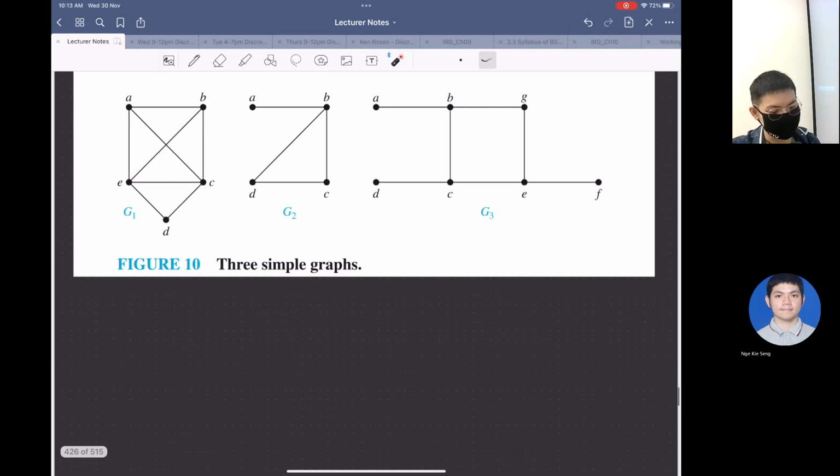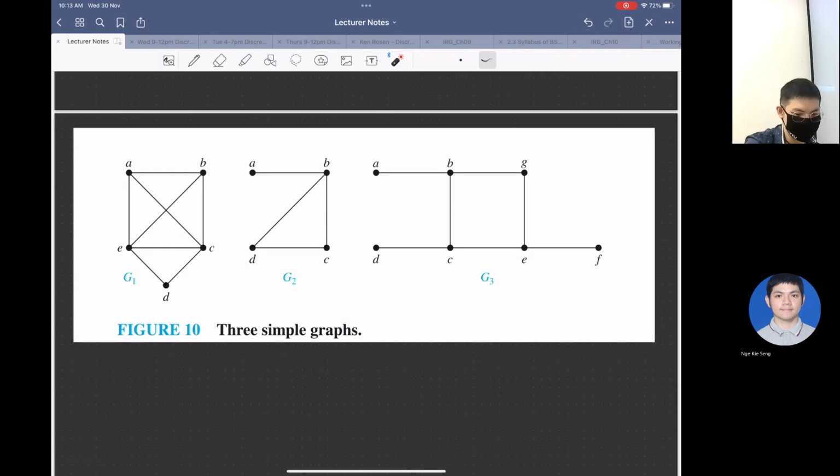Okay, let's try this example here: G1, G2, G3. I let you try for 2 minutes to see if you can find any Hamilton circuit. You don't need to go through every edge, you just need to go through every vertex. Maybe there is more than one Hamilton circuit or path, probably more than one.